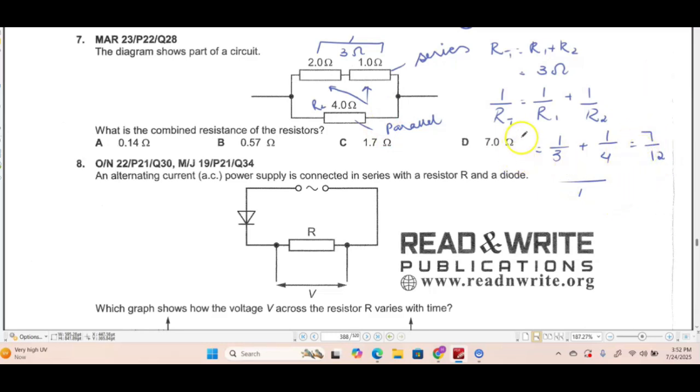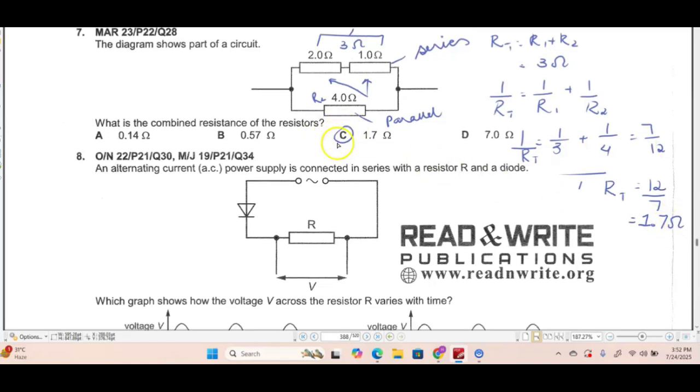Okay. But this is 1 over R total. So if you need R total, you need to reciprocate it, and this gives you a resistance of 1.7 ohms. So C is going to be our correct option. Okay.